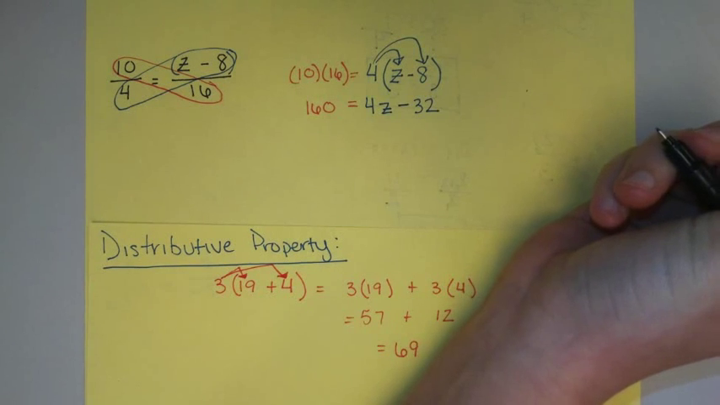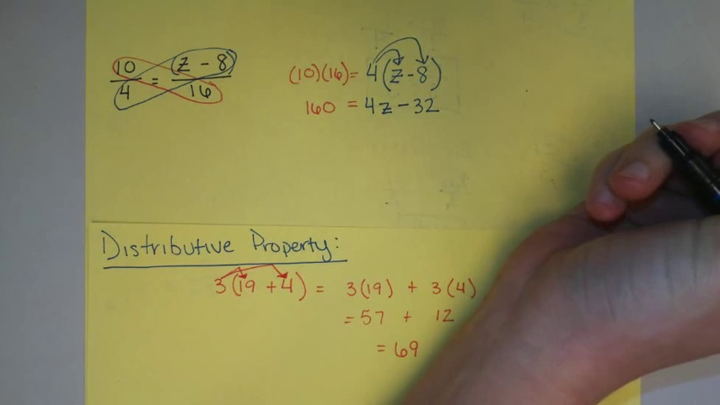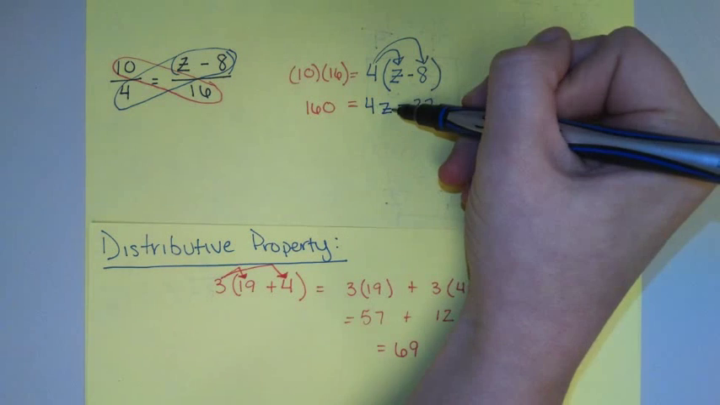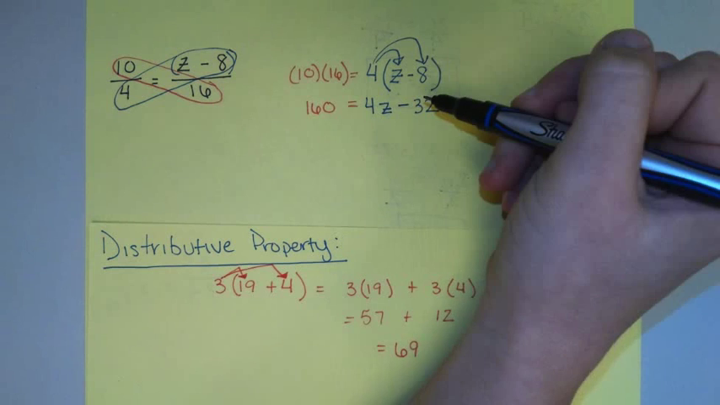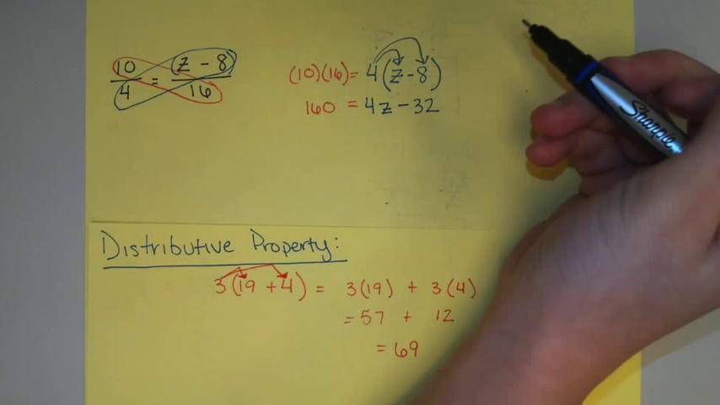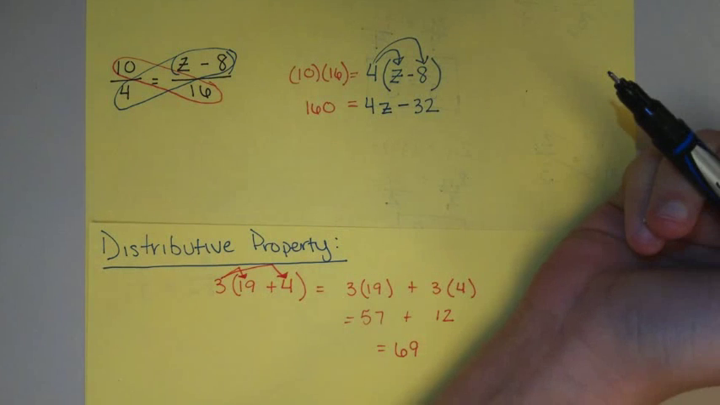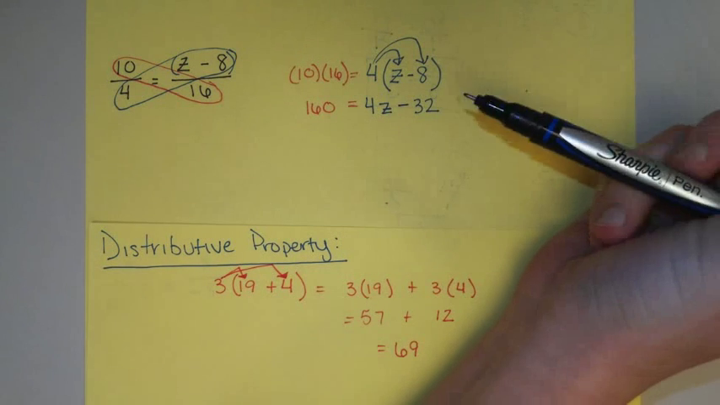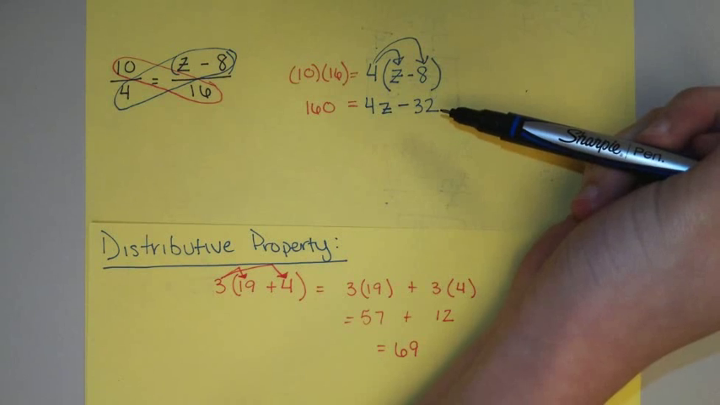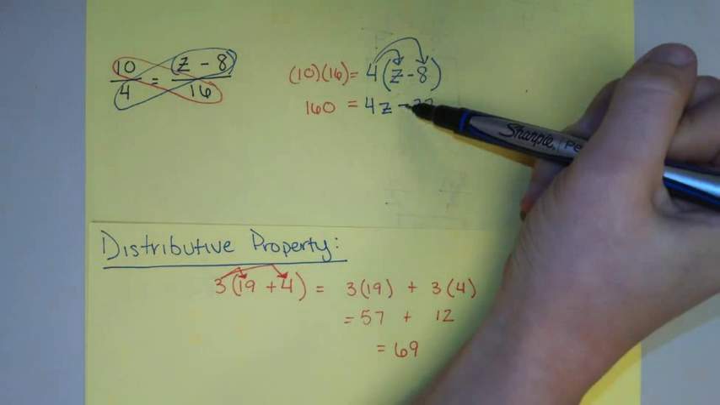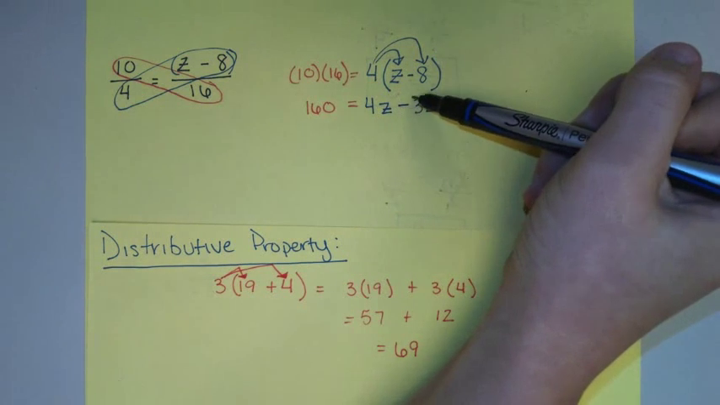Now I have a two-step equation. I want to get the z by itself, but I want to work with the number that's farthest away from my z, which is going to be this 32. So now I have to determine what to do to cancel out this 32. It has a negative or a minus in front of it.